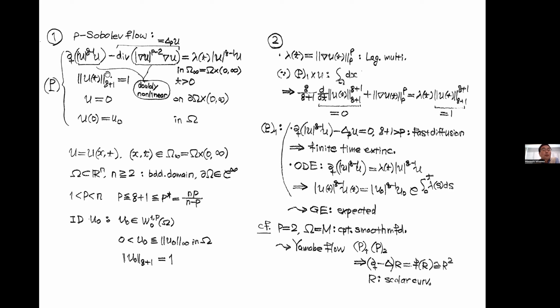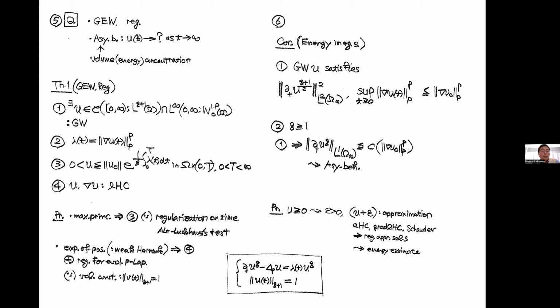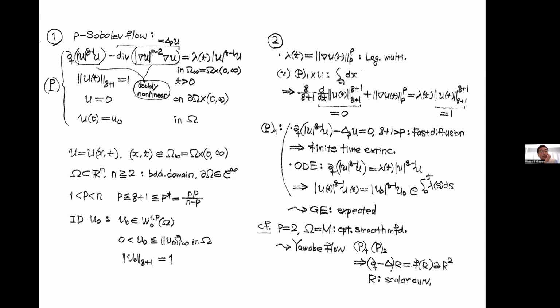And the initial data u0 satisfies the following conditions. The initial data u0 belongs to the usual Sobolev space W1,p of omega with zero boundary value in the trace sense, and u0 is positive and bounded. Also, the q plus 1 power integral in space of u0 is equal to 1. These are the assumptions on the initial data.